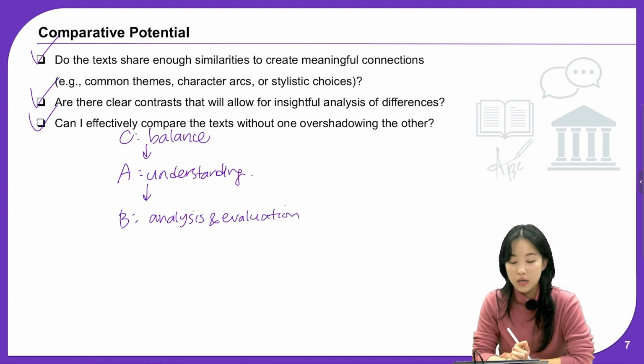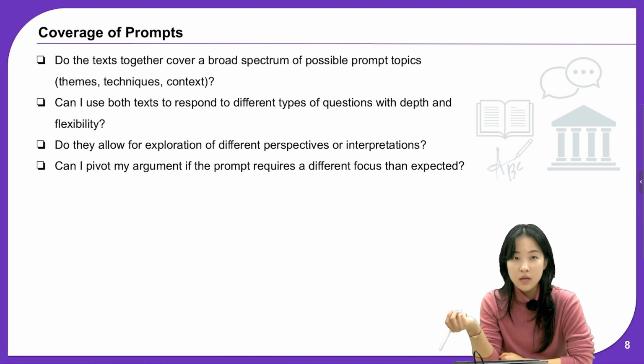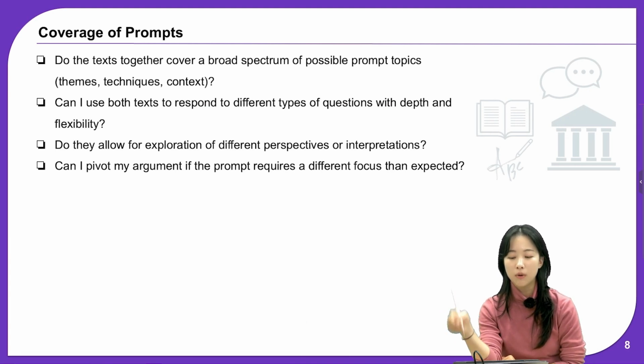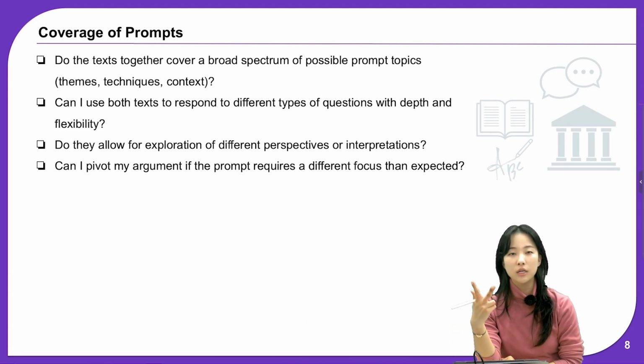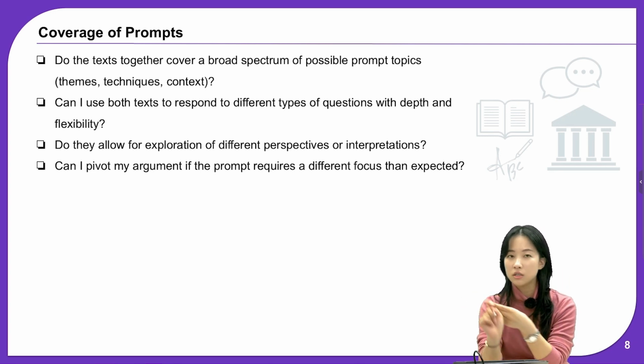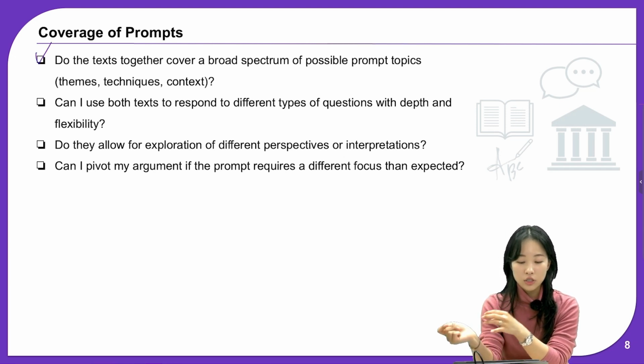So make sure that there is a strong comparative potential. The next, coverage of prompts. This goes back to flexibility, okay? So number 1, do the texts together cover a broad spectrum of possible prompt topics? We went over 3 broad topics for prompts, and so can we fit this into a prompt about theme? Can we fit this into a prompt about techniques? If you're someone who's interested in talking about context, can you actually fit this into a prompt about context, right? Does it actually do that?